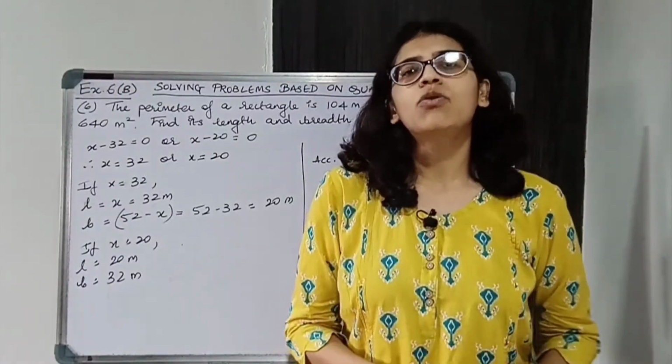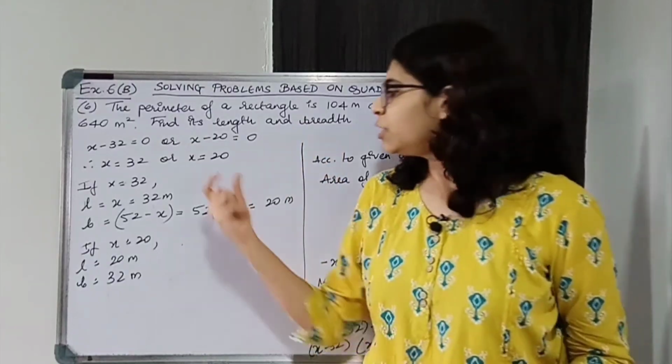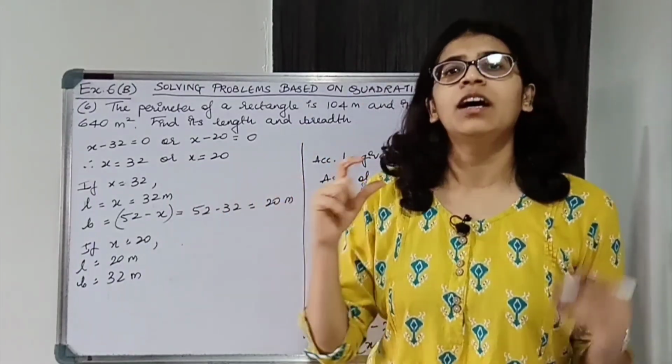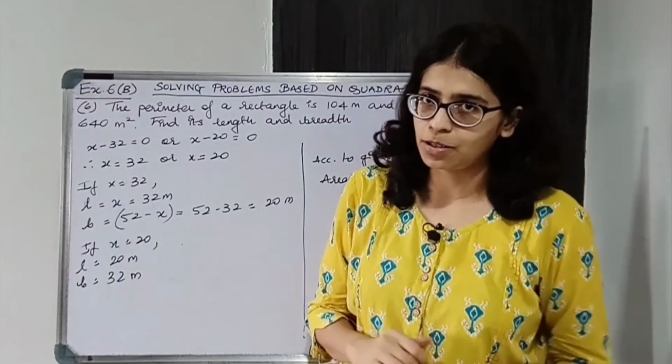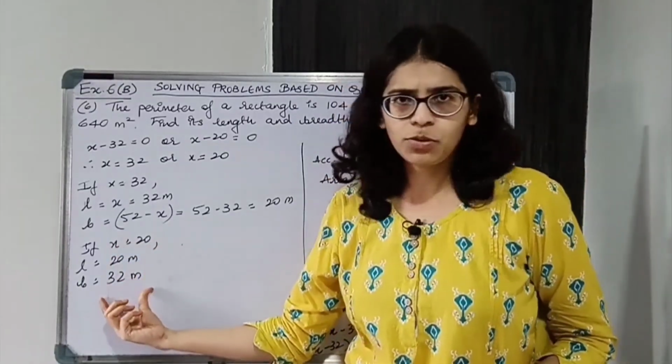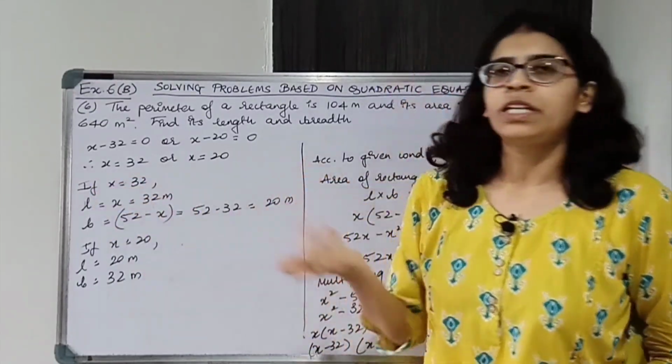All right, so you just have to write down final statement. The length and the breadth are 32 meter and 20 meter respectively. I would suggest keep the length to be longer side and breadth to be shorter side. Okay, so don't take x equal to 20. Okay, you can just take x equal to 32, so breadth will become 20 meter.